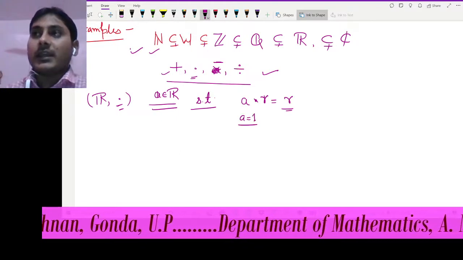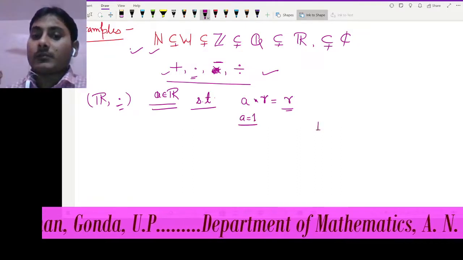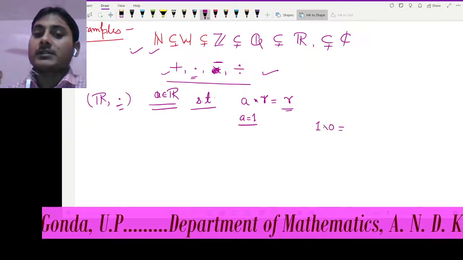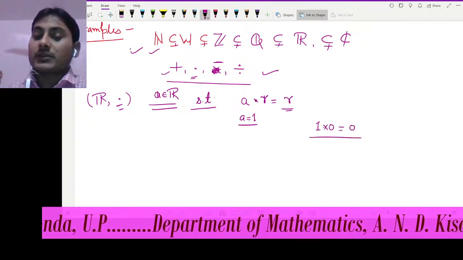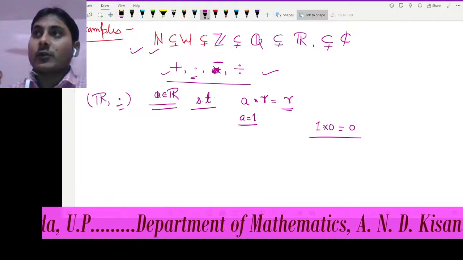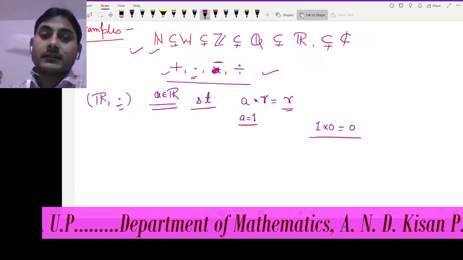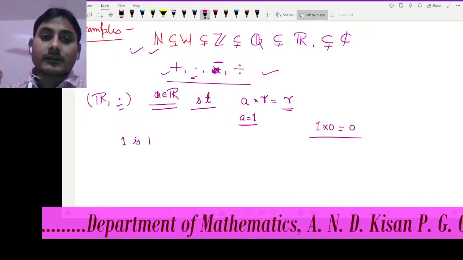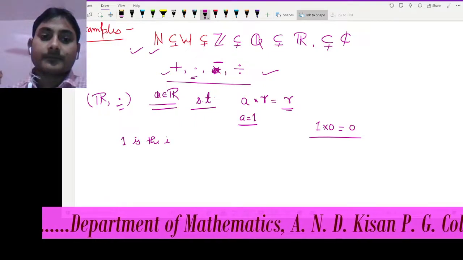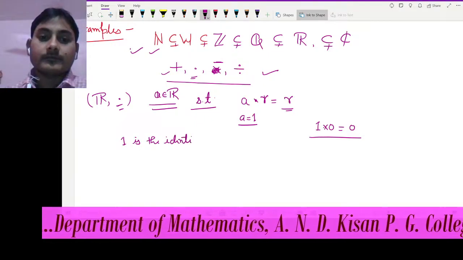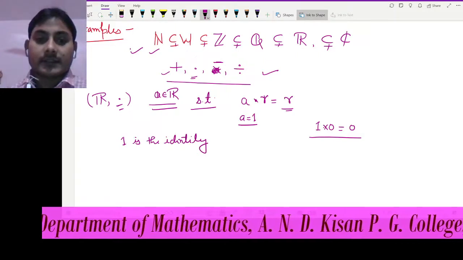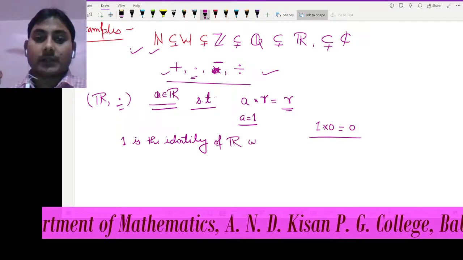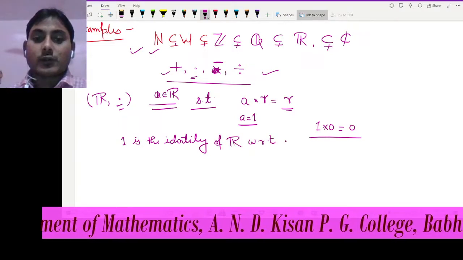If you take 1 and multiply it with any element, even 0, 1 multiplied with 0 is again 0. So it means it is giving the same thing. So here is the existence of identity. It means 1 is the identity element of R with respect to this usual multiplication.